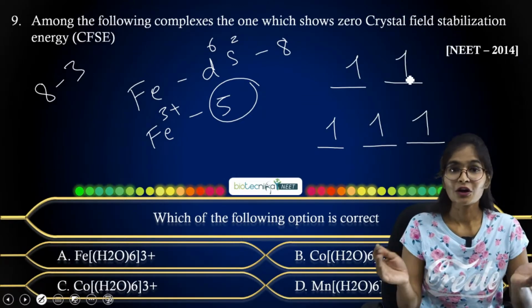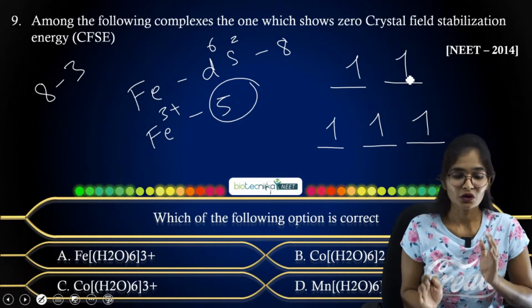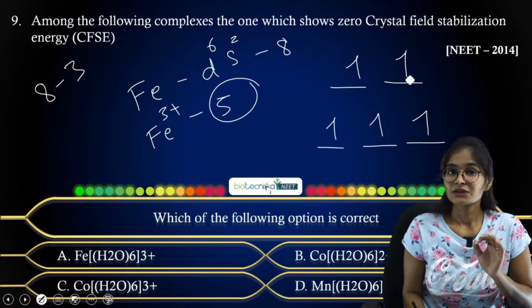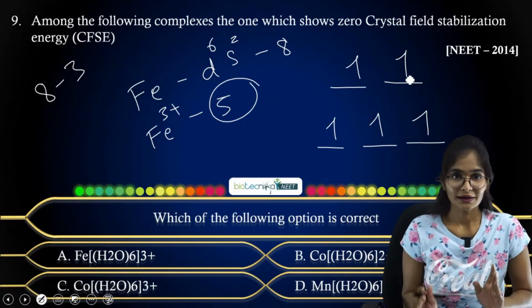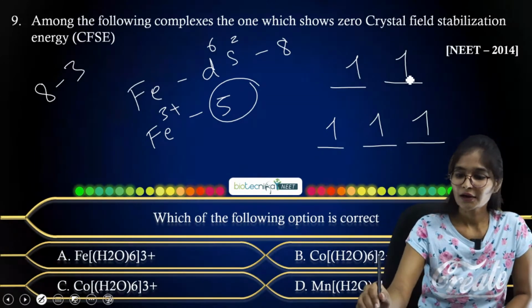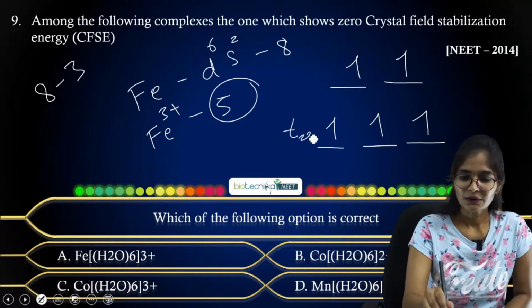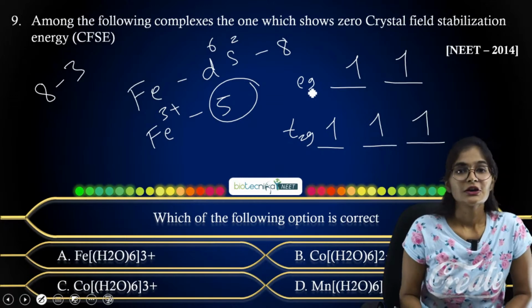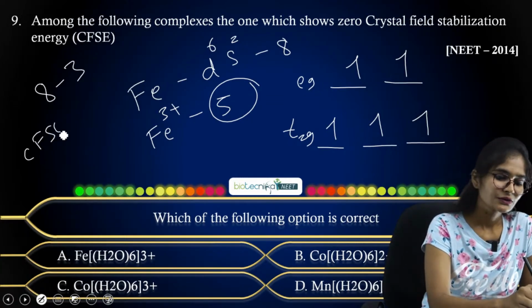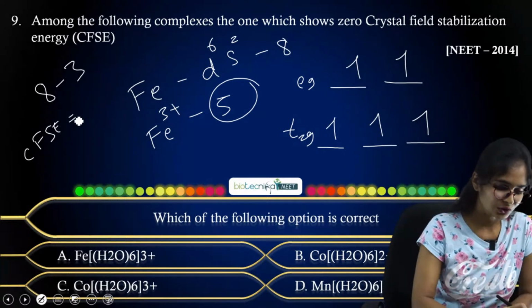Here I have not paired up the electrons. Why have I not paired up the electrons? Because water is a weak ligand. If it is a weak ligand, there will be no pairing of the electrons. That's why I'm keeping it as it is. So you have now T2G and EG, right? Now what you have to do is calculate your CFSE. So just calculate the CFSE. What will you get here?